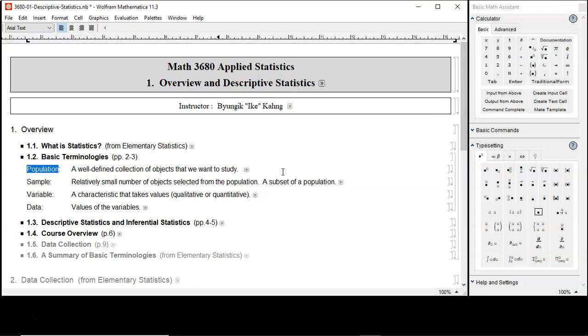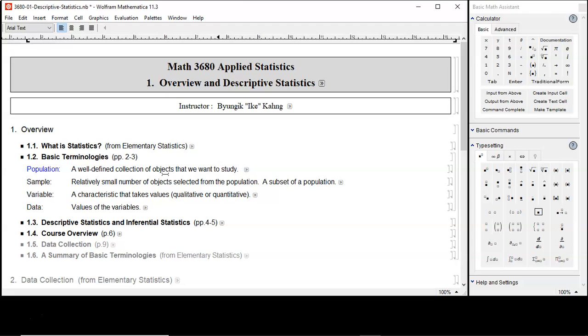The population is basically a big set that we are interested in. A well-defined collection of objects that we want to study. And the population tends to be humongous, so big that it's immeasurable, or so uncertain that it's unmeasurable. Therefore, it's impossible to study the population directly most of the time.